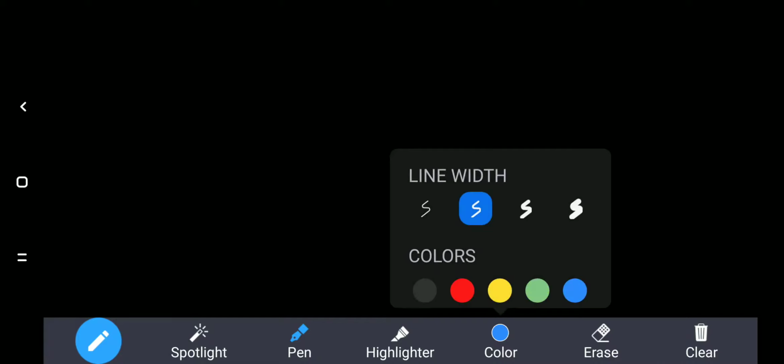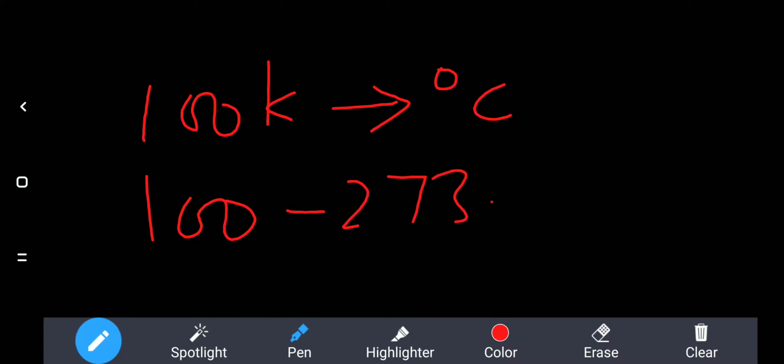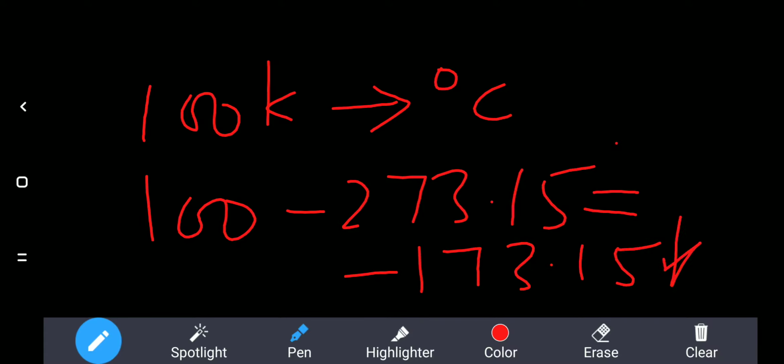One more example. 100 Kelvin needs to be converted into degree Celsius. 100 minus 273.15 gives us a value of minus 173.15 degree Celsius. So this is the value.